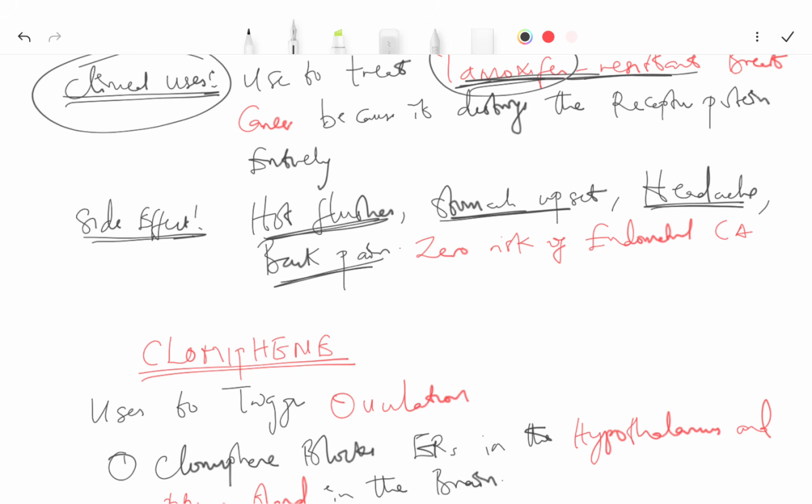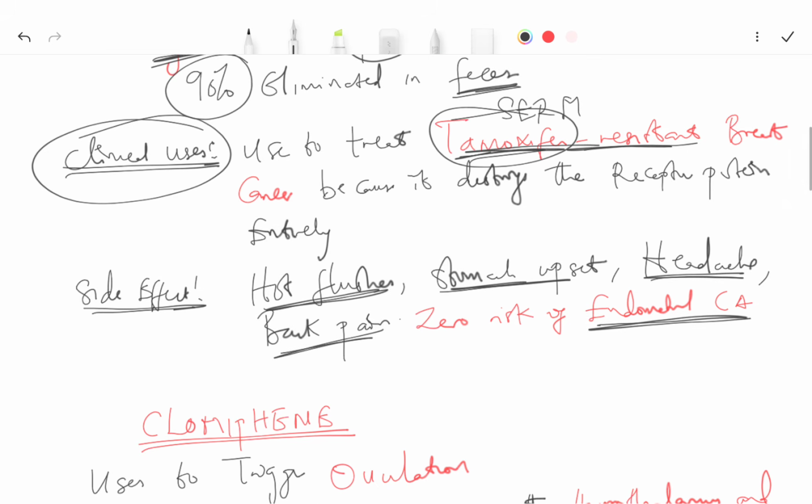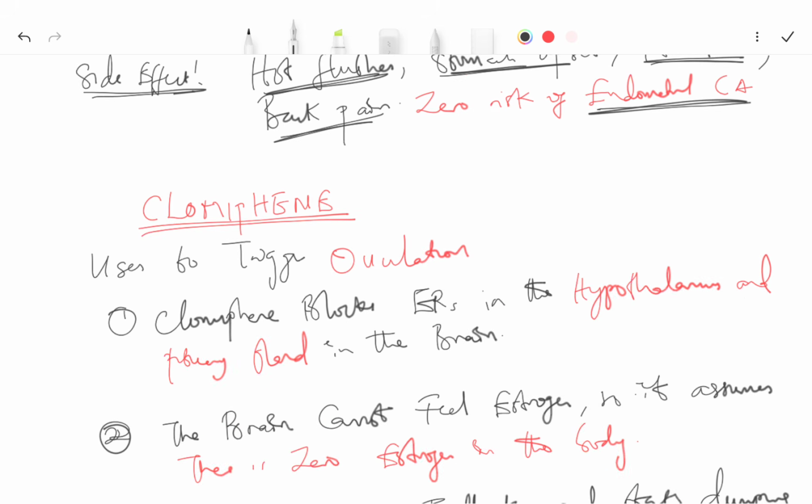These are general side effects, but it's important to take note that there is no risk of endometrial cancer for a patient taking fulvestrant. The reason there was a risk of endometrial cancer with tamoxifen was that tamoxifen acts as an antagonist in the breast while acting as an agonist in the endometrium. But fulvestrant blocks the receptor everywhere and even causes its destruction. So take note of that.